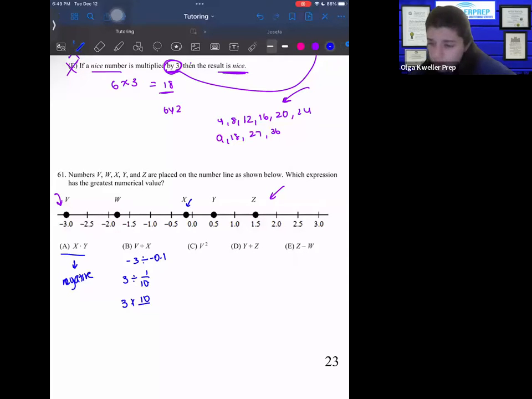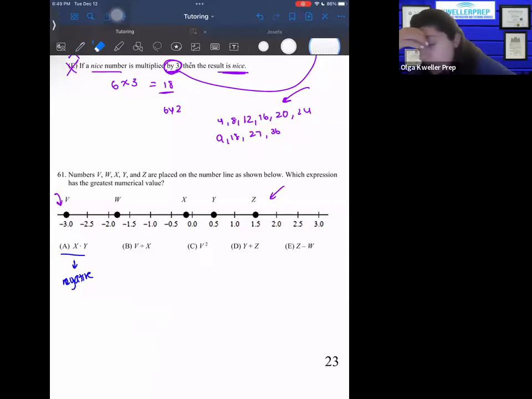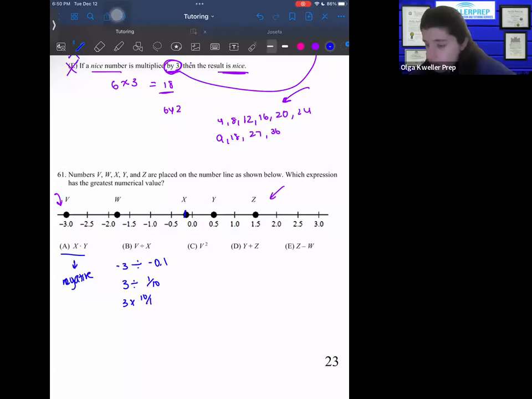Sorry, I think I estimated too much. It's not 0.1. I guess it's closer to the middle, so 0.25. But either way, we're going to have -3 divided by, let's call it, -0.1. So that gives me 3 divided by 1/10, which is the same thing as 3 times 10 over 1. So this should give me about 30.